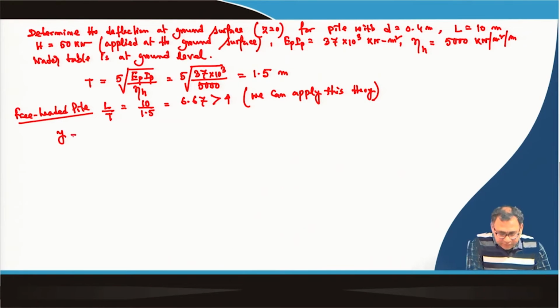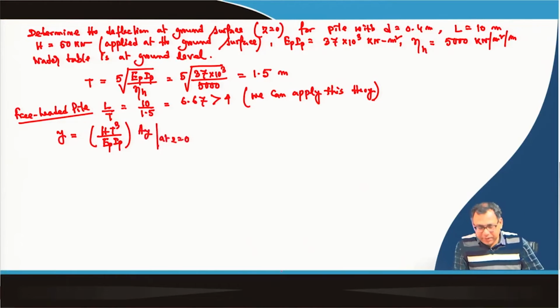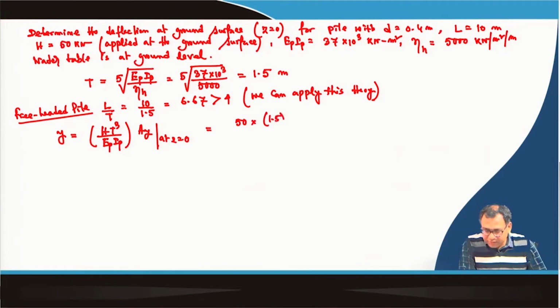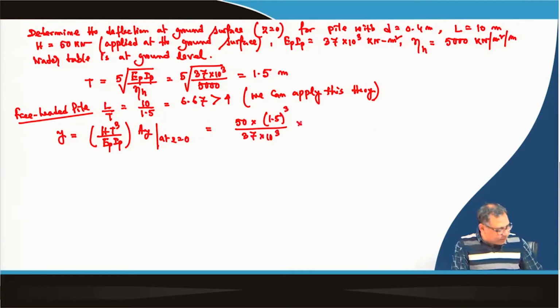So, for the free headed pile this deflection is H T cube divided by EpIp into Ay at z equal to 0. Surface we have to determine, and we are not taking the moment contribution, because moment is not applied here. So, that will be equal to H is 50, T is 1.5 cube, divided by EpIp is 37 into 10 to the power 3, then Ay at z equal to 0.